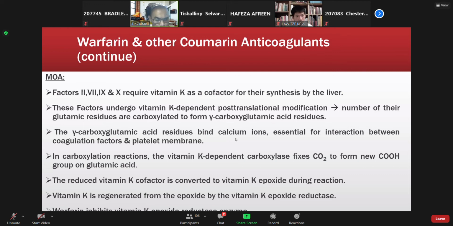So this vitamin K is needed to synthesize factor 2, factor 7, factor 9 and factor 10. So if the warfarin inhibits the vitamin K, the synthesis of factor 2, factor 7, factor 9 and factor 10 also will be disturbed lah, akan terganggu. So apa yang akan berlaku? The blood cannot clot. Okay, the blood cannot clot because these factors are disturbed.